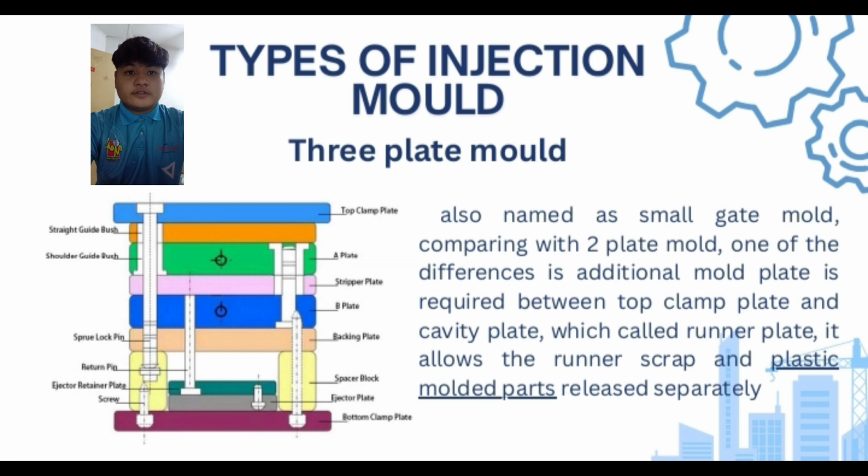Number 2 is three plate mold, also named a small gate mold, comparing with two plate mold. One of the differences is an additional mold plate is required between top clamp plate and cavity plate, which is called runner plate. It allows the runner scrap and plastic molded part to release separately.